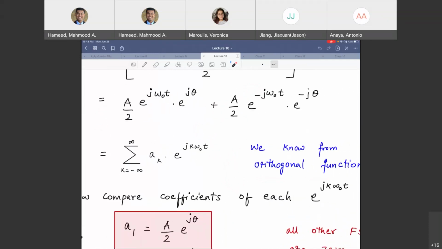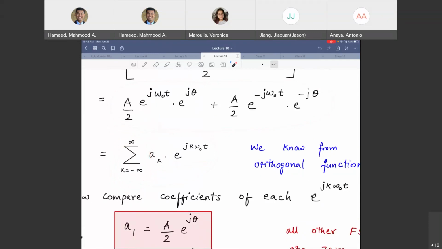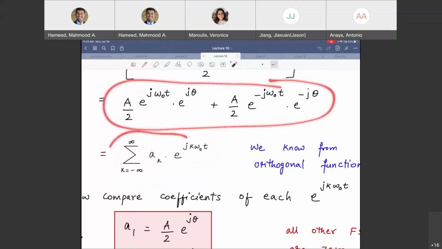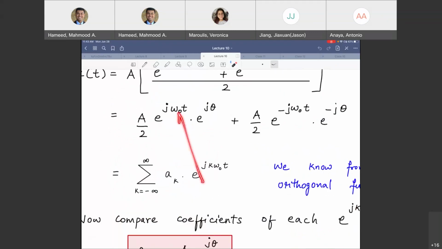Fourier series coefficients are what? A sum over all k of a sub k e to the j k omega naught t, right? Sum of all the projections. So this and this have to be the same, right? For the same x of t, for the same cosine. This is a cosine. If I assume that this is also representing a cosine, I can start comparing coefficients.